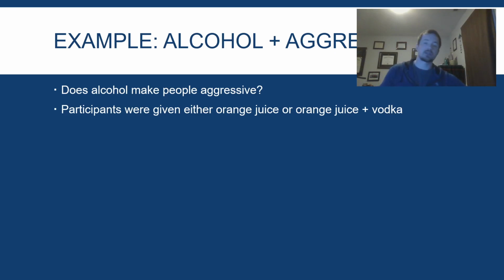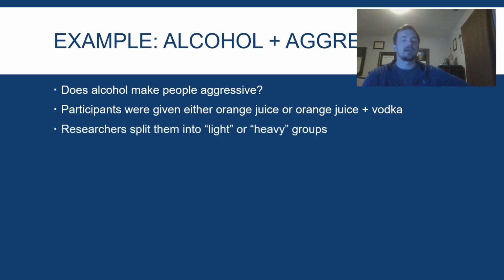In both cases, they're getting this kind of sour drink, it's acidic, it's orange juice. And they split the groups up between people who are lightweight and people who are heavyweight. And I don't mean that in terms of drinking tolerance, I just mean that in terms of body mass. So you have people that are going to get alcohol and people who are not going to get alcohol, which is the true independent variable. You can directly manipulate that. And then we're going to split them up into this quasi-independent variable, this quasi-experimental variable, which is going to be body size, so light versus heavy.